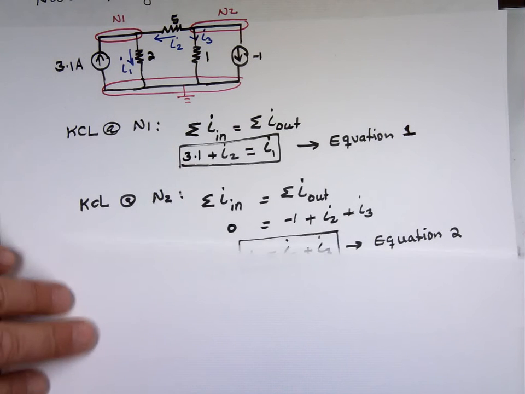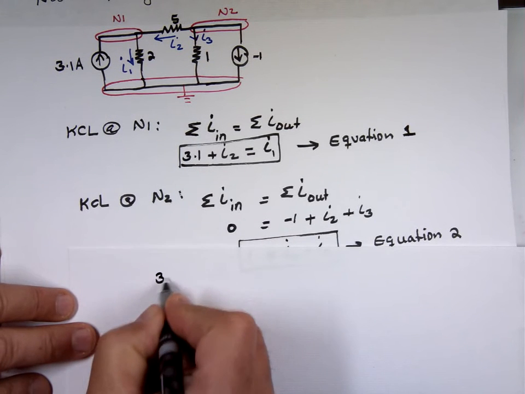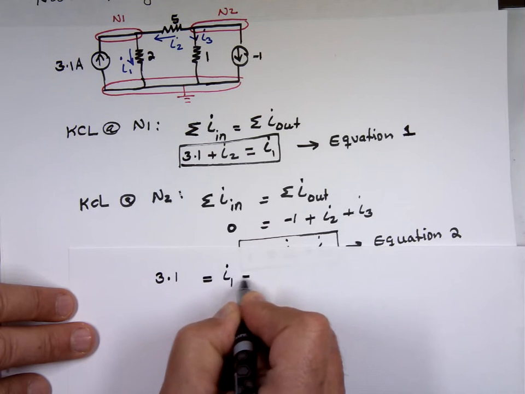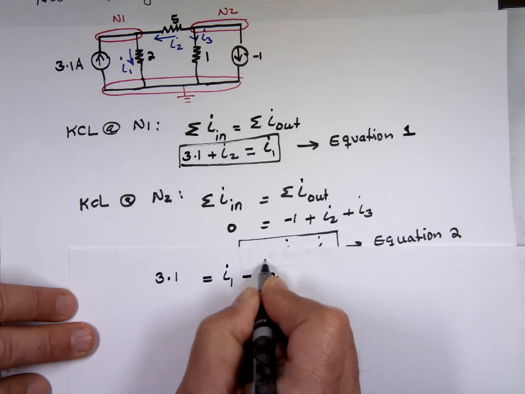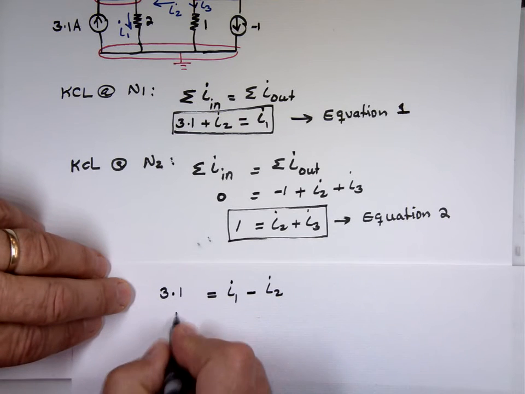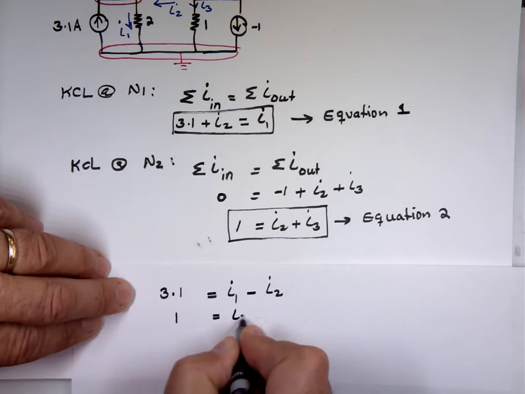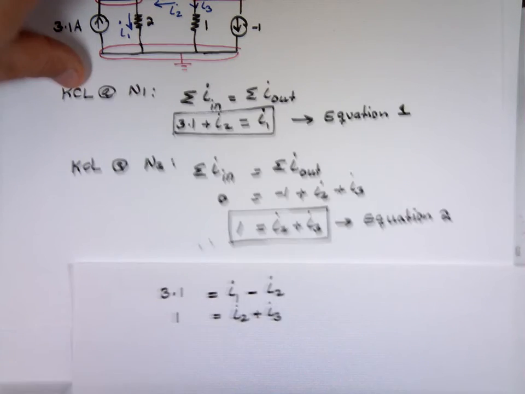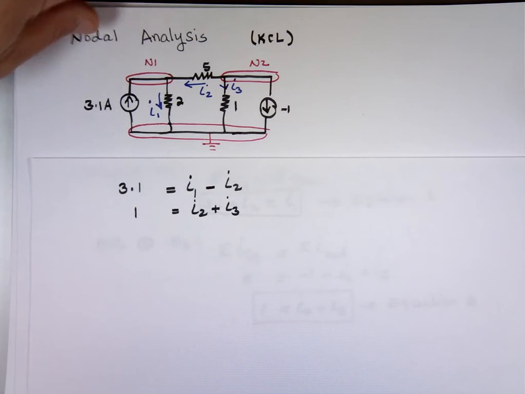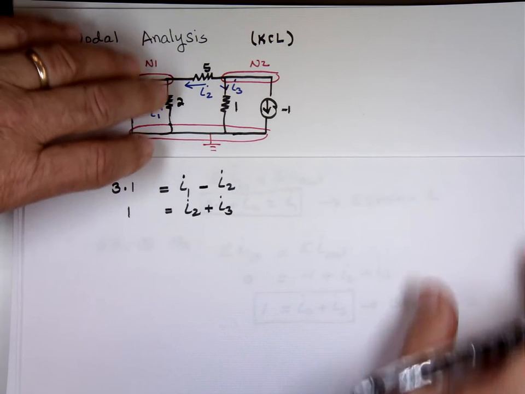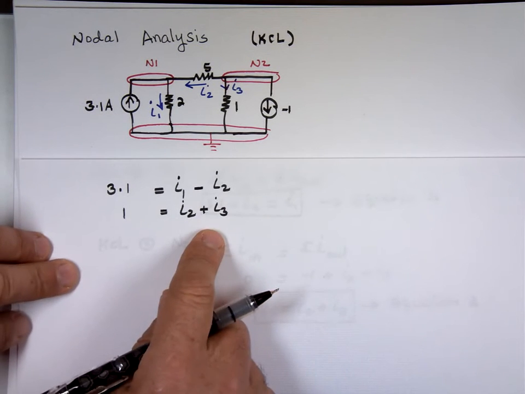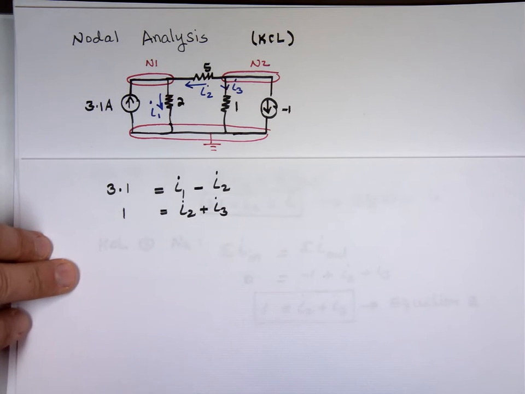If I rewrite this equation, it will look like 3.1 equals I sub 1 minus I sub 2, right? And if I write this one, it says 1 equals I sub 2 plus I sub 3. That's not good. 2 equations with 3 unknowns. I'm looking for a number for an answer. It's not going to happen. If I solve them right now, they'll be in terms of one of them.